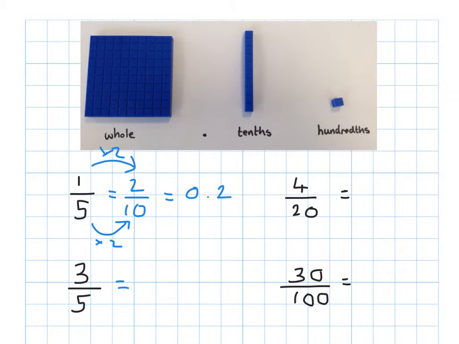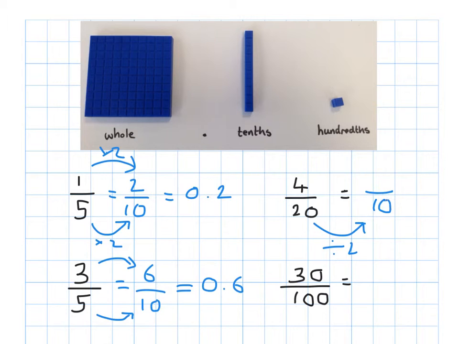So we can do the same thing again. 5 times 2 makes 10, so we multiply the top by 2 as well. 3 times 2 is 6, gives us 6 out of 10, or 6/10, so 0.6. If we look over here, we see we've got 20ths. So instead of multiplying, I need to divide 20 by 2, which turns the denominator into tenths. Do the same to the numerator, divide 4 by 2, gives me 2/10, so I get 0.2.